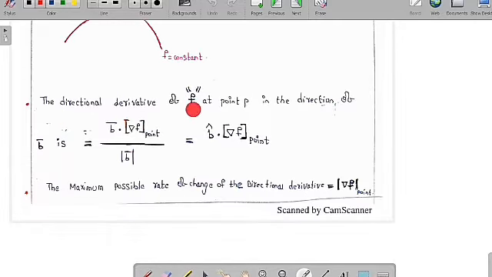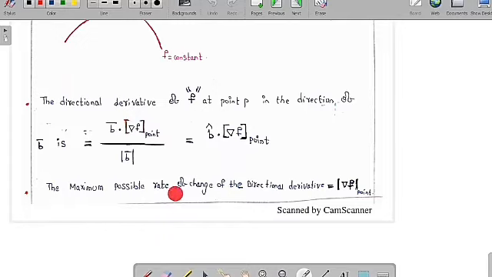So the directional derivative of f at point P in the direction of b bar is just the dot product of these two vectors, which is b bar dot del f at that point, by the magnitude of the vector b bar. Or simply, b bar by the magnitude of b bar is nothing but b cap. So b cap dot del f, and we get the same result. This is called the directional derivative of the scalar function in the direction of the vector b bar. It is just finding the component of the vector del f in the direction of the vector b bar.